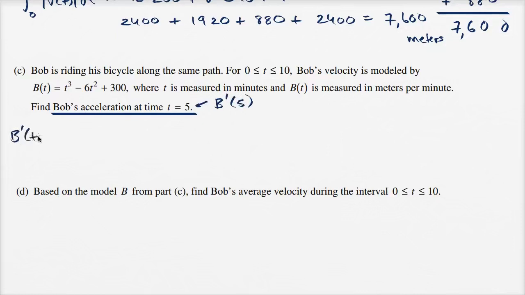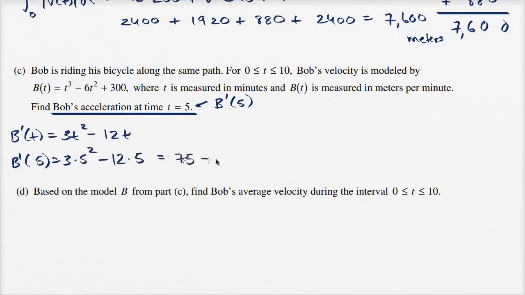b′(t) is equal to, we'll take the derivative here. It's pretty straightforward. Just use the power rule. So it's going to be 3t² − 12t. 2 times negative 6 is negative 12. And then the derivative of 300: 300 doesn't change with respect to time, so it's just 0. And so b′(5) is going to be equal to 3 times 5² minus 12 times 5, which is equal to 75 − 60, which is equal to 15.